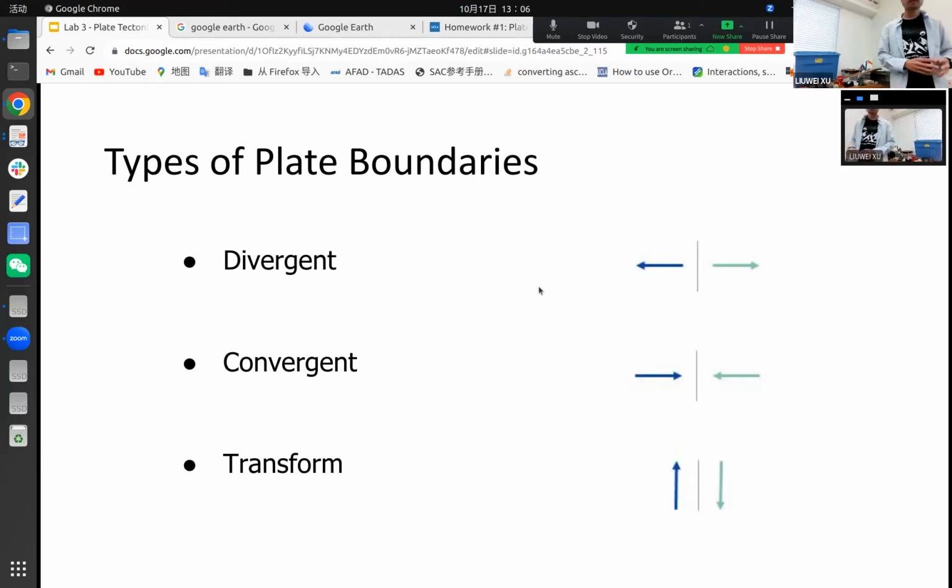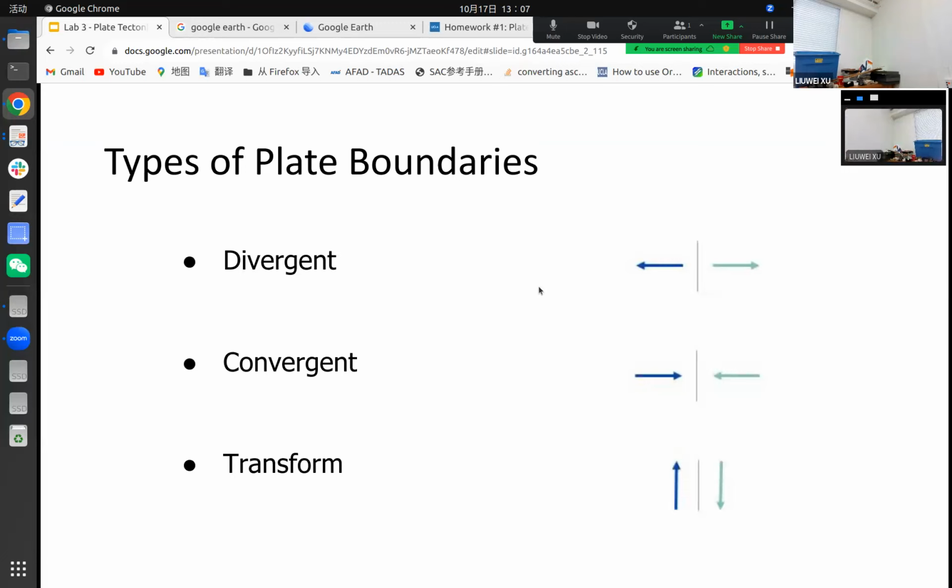And for the plate and the plate boundary, we know the rigid layer at the outermost of the Earth, we call it lithosphere, and also call it plate. But this lithosphere is not an intact layer. It's actually divided into several parts by the boundaries among different plates. In general, we have three kinds of boundary: the divergent one, the convergent one, and the transform one.